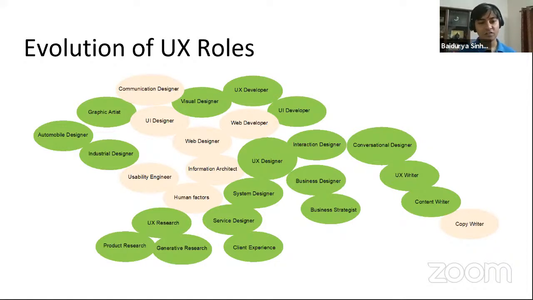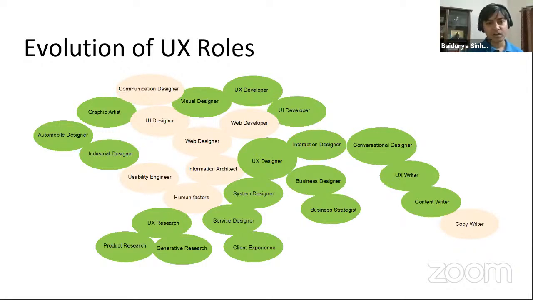And UX research, obviously, and then product research, and now generative research. So you see a gamut of roles which has evolved, combined, and formed new roles as required in the industry. And the titles have also been evolving with time.